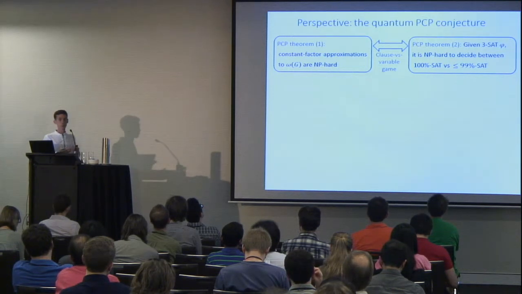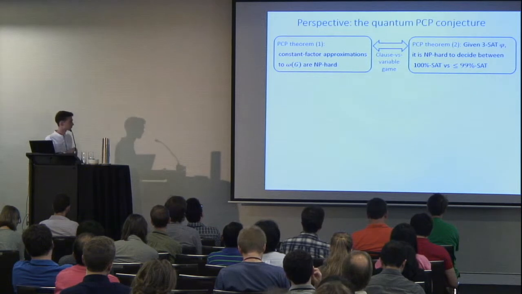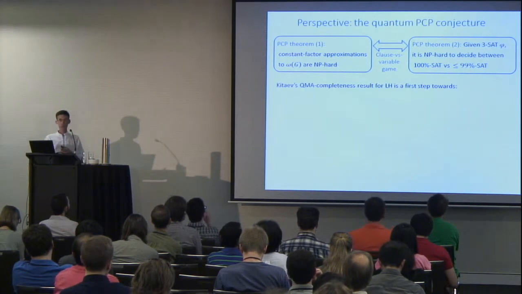It's shown by the clause versus variable game. This is what establishes the equivalence between the two. So that's the classical picture. Now let's look at what happens in the quantum world.